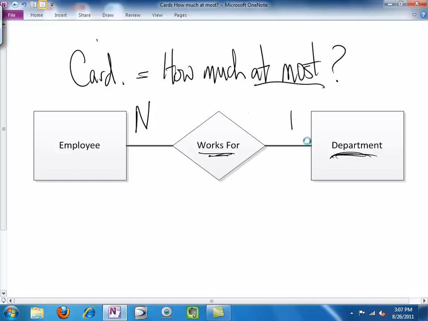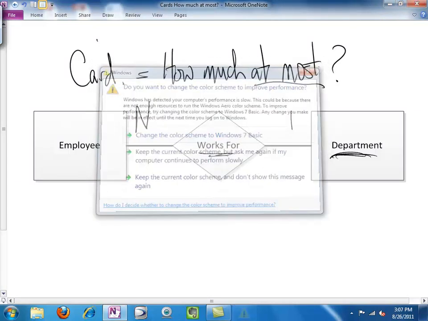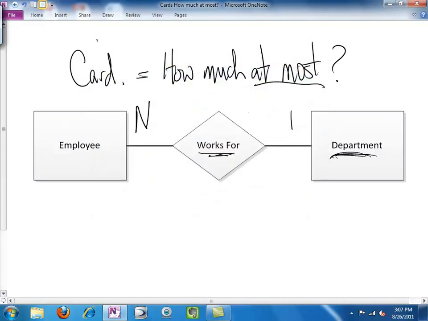Would it mean the same thing for us to have this N to be over here and this 1 to be over here? No, certainly not. The location of this value determines the meaning of the value.